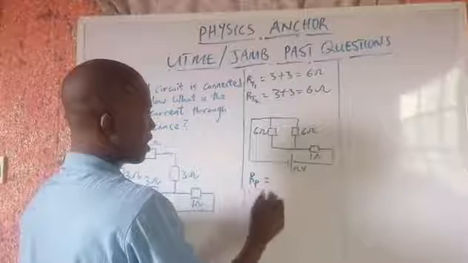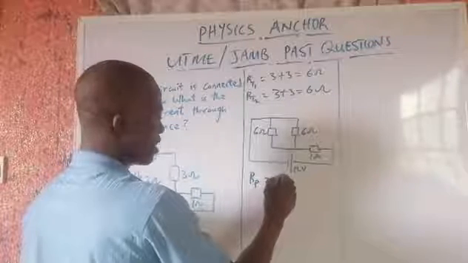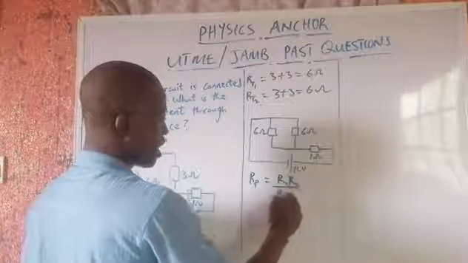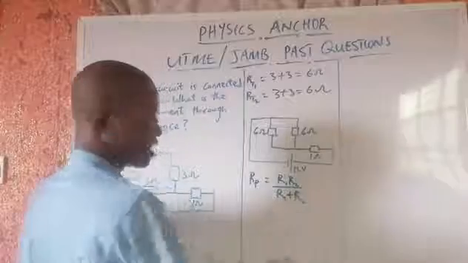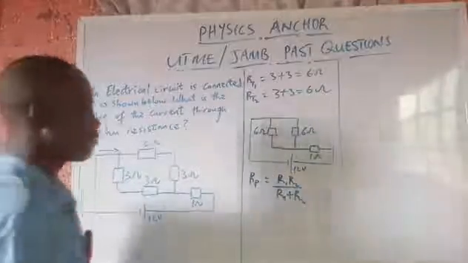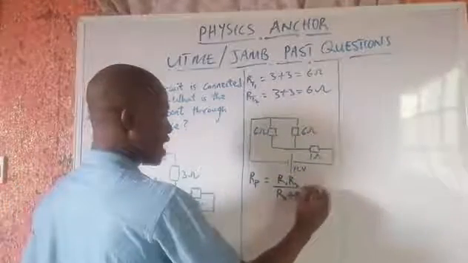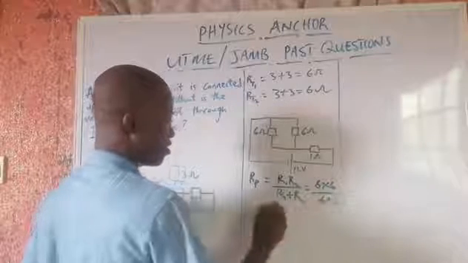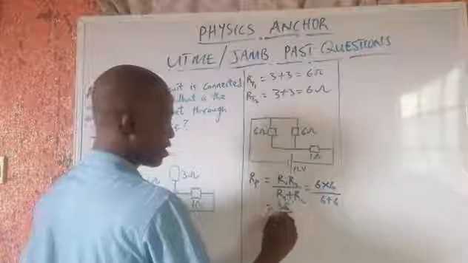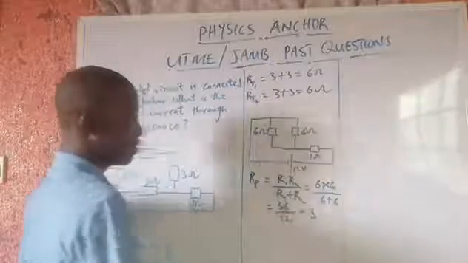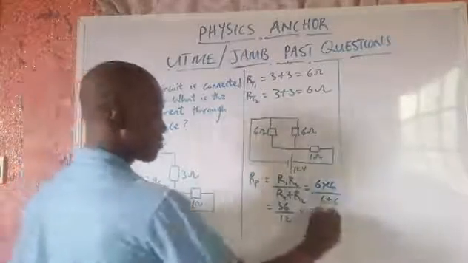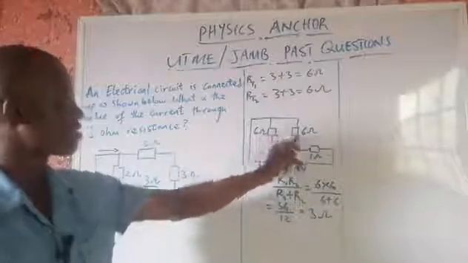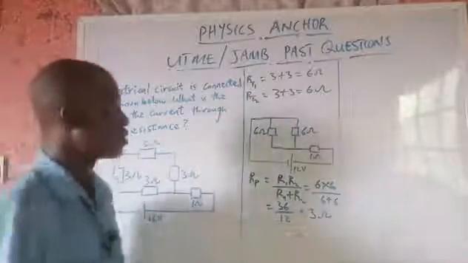Okay, R parallel will be, you remember that it's going to be R1 R2 over R1 plus R2. I did something like this in the last video I uploaded. So you can now have 6 times 6 over 6 plus 6. That will give us 36 over 12, and that will give us 3. So the total resistance now in these 6 and 6 ohms will be what? 3 ohms.